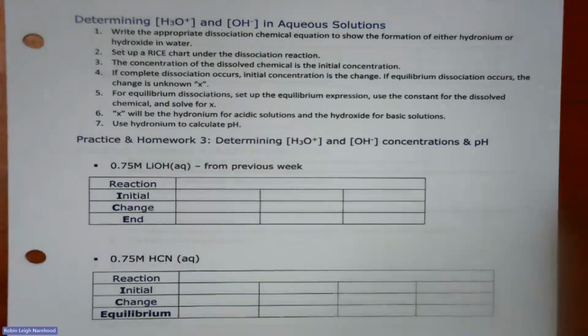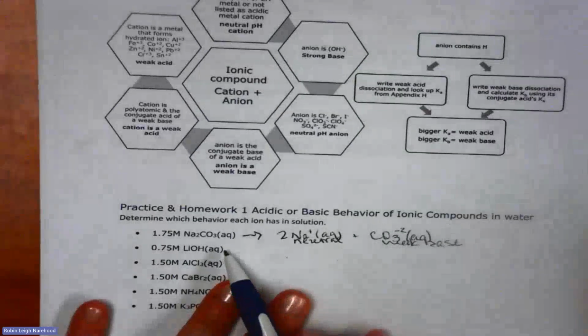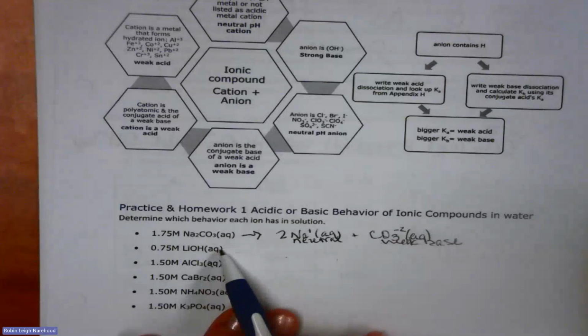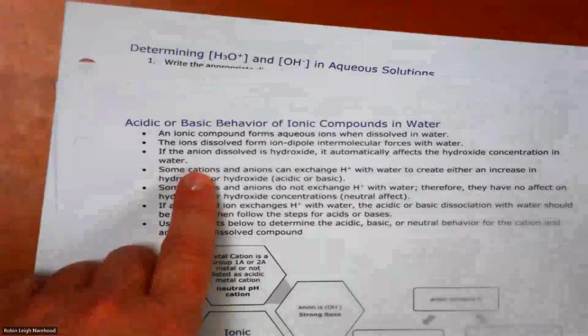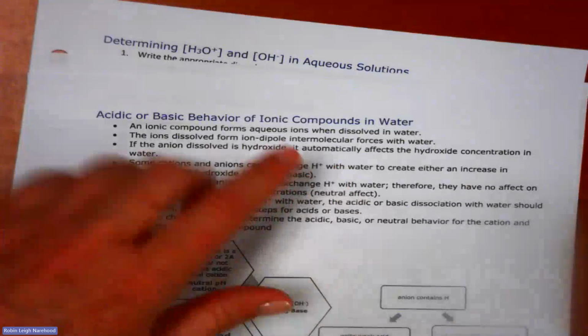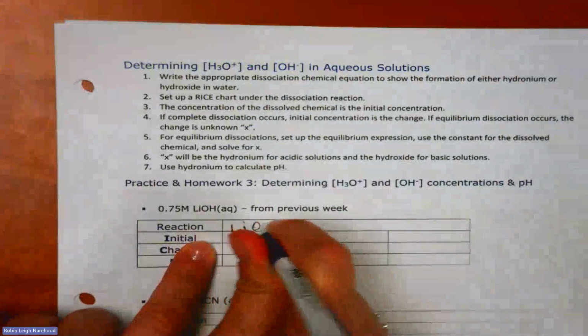That's ionic. Whenever ions have dissolved, they create the positive and the negative ion. This was from the previous week, and we also had it on the first page of this week. So you should have split apart lithium and hydroxide. This is just an ionic dissociation. If the anion that dissolved is a hydroxide, it automatically is going to create hydroxide. So you would write the lithium hydroxide.